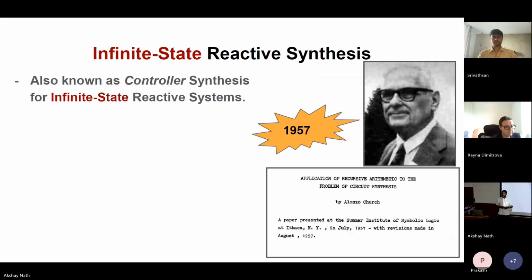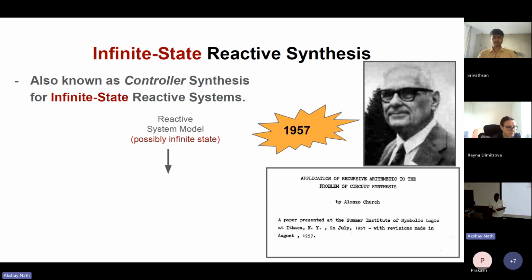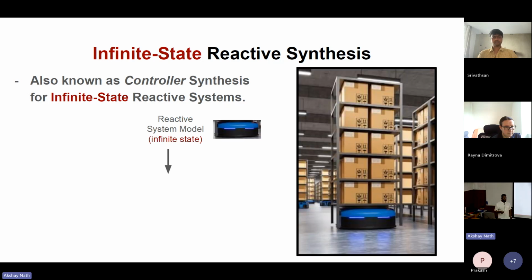So this brings us to infinite state reactive synthesis, which is also known as control synthesis for infinite state reactive systems, which was first posed by Alonzo Church in 1957. And what this problem talks about is, given a reactive system model, which is possibly infinite state. If you consider the Amazon robot example, it would be infinite state because the 2D plane on which it is moving has variables that could range over, say, reals.